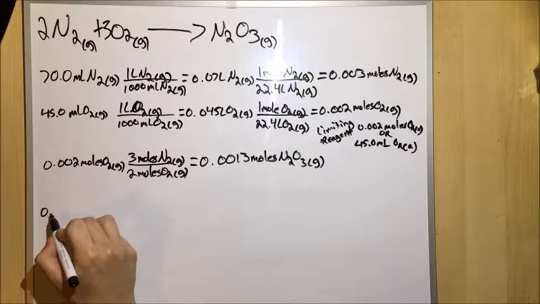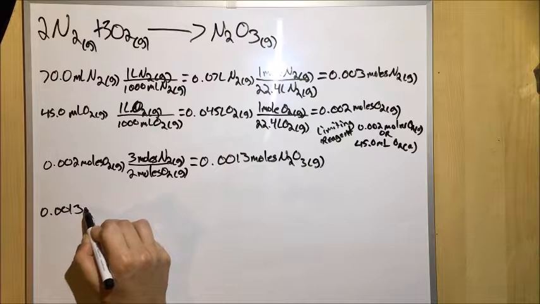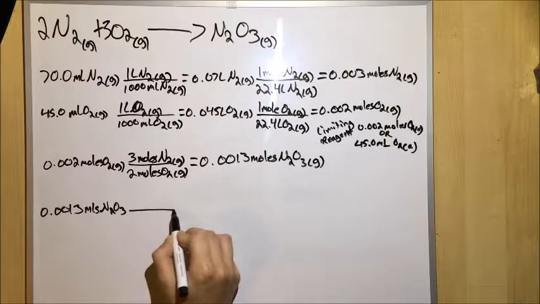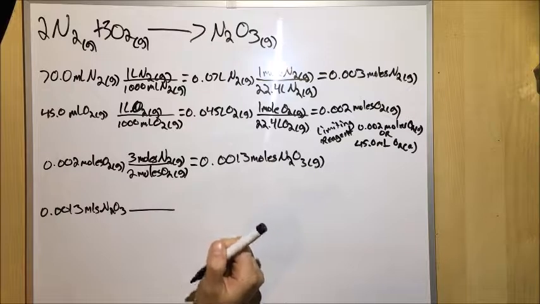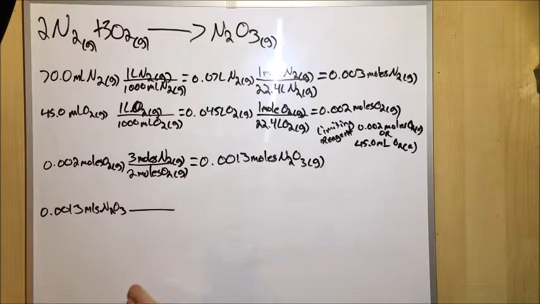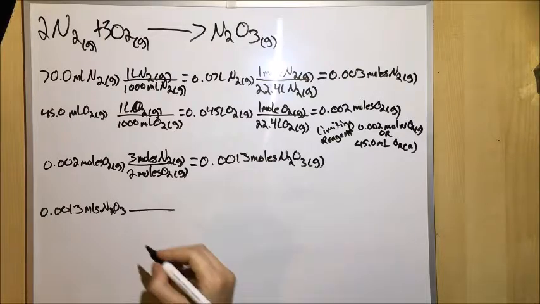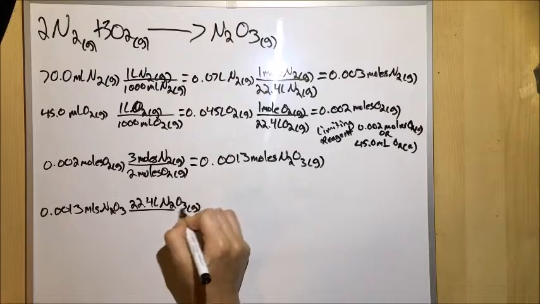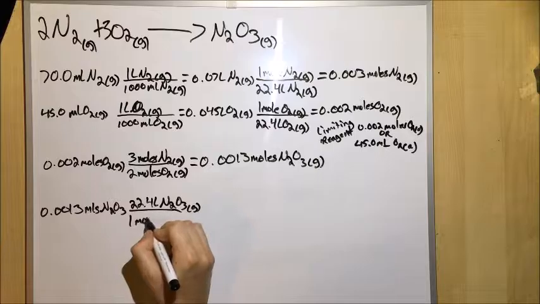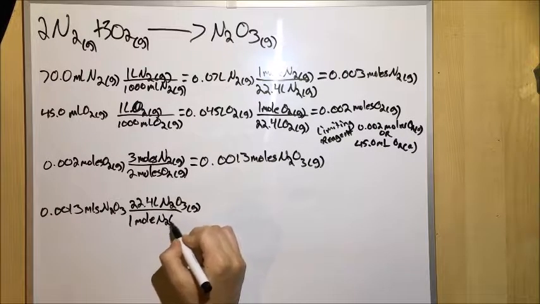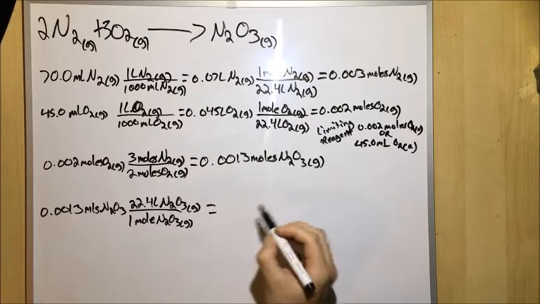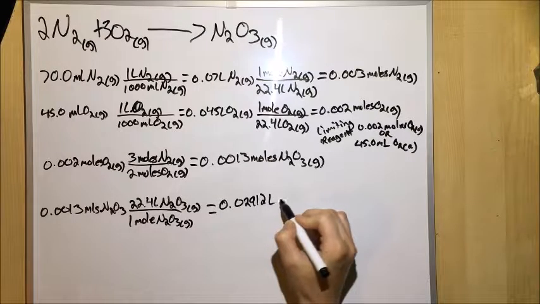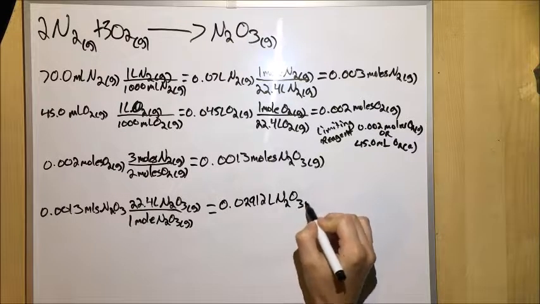So now we are going to have 0.0013 moles of dinitrogen trioxide, and we're going to use a unit conversion factor that will take us from moles to liters. So we are going to choose 22.4 liters of dinitrogen trioxide gas over 1 mole of dinitrogen trioxide gas. This will give us liters, so this equals 0.02912 liters of dinitrogen trioxide gas.